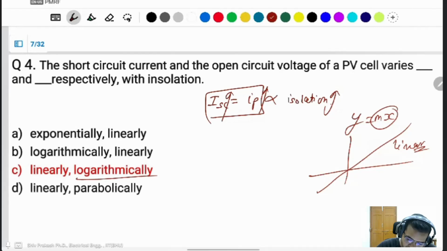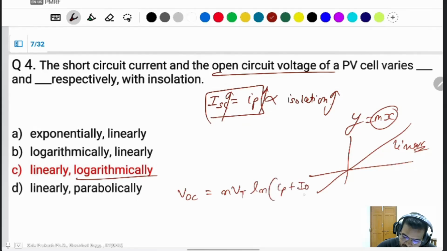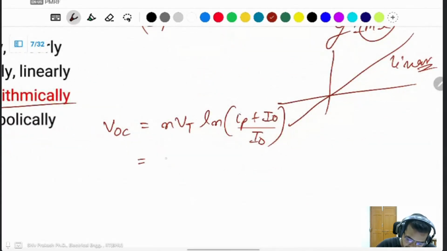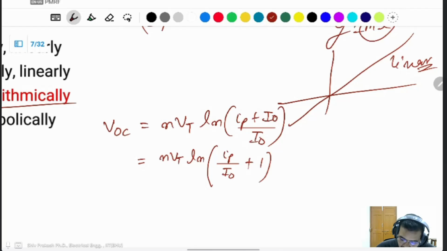And the second one is the open circuit voltage. Open circuit voltage is n VT ln of (IP plus I naught) divided by I naught. You can say this is n VT ln of (IP divided by I naught plus 1). And what is I naught? I naught is the reverse saturation current.